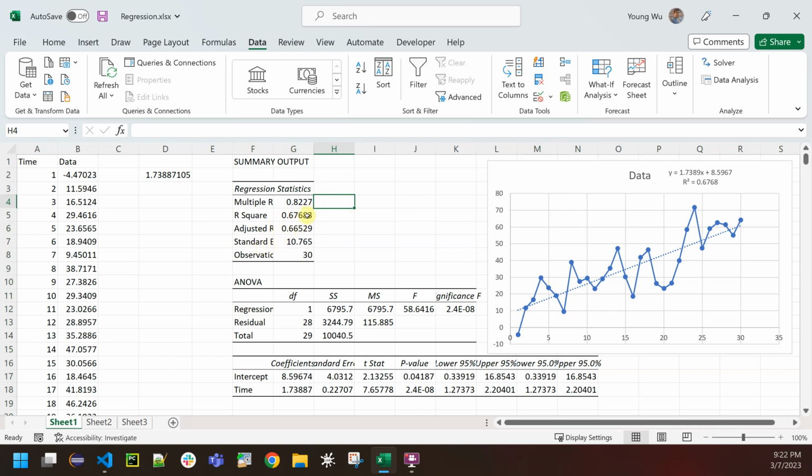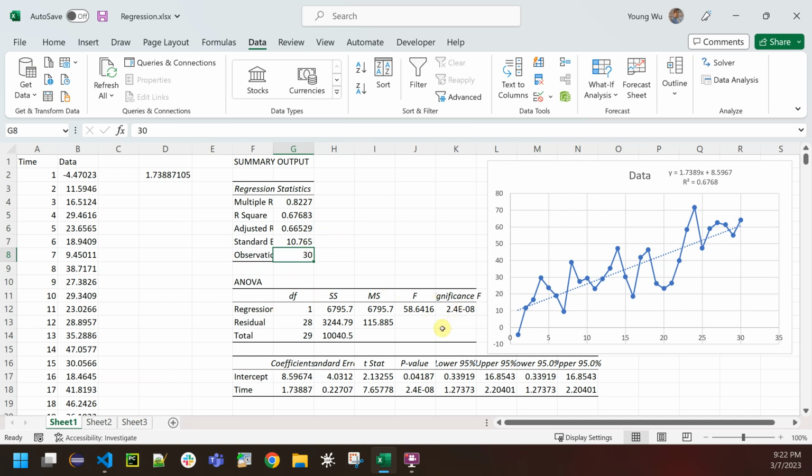So we already looked at r square, it's the same number. R is just the square root of r square, so they're the same thing. And adjusted r square is more useful when there are lots of variables. We only have one, so they should be around the same, and we can just use r squared. And standard error is not important. Observation is just that there are 30 points.